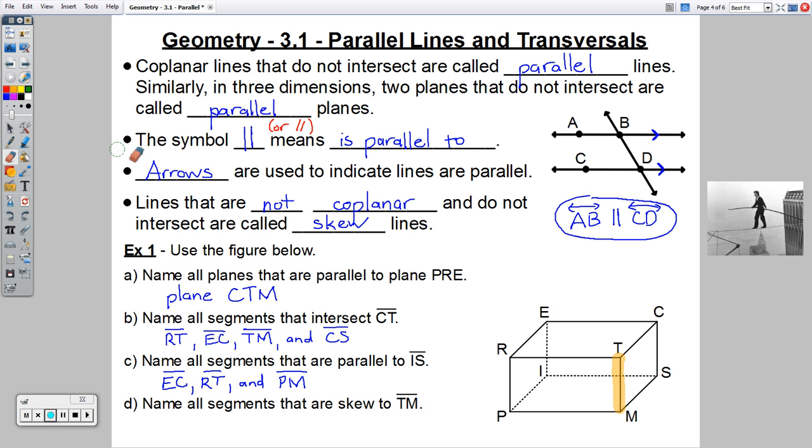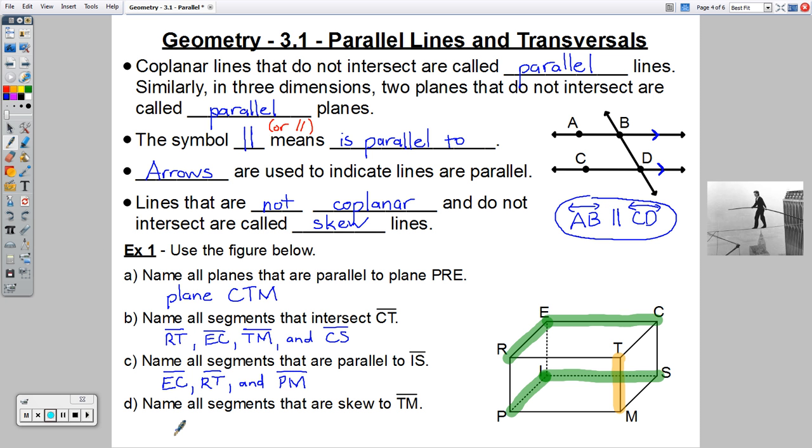However, these ones would be skew. So this line right here, IS, if you extend that out forever and TM forever, it's kind of like the balancing bar and the tightrope wire. They're not going to cross. If you extended EC out forever, same thing. And I think this one, yes, RE, if you extended that one out forever, they would not cross, and same thing with PI or IP. So all these segments would be skew in relation to segment TM.